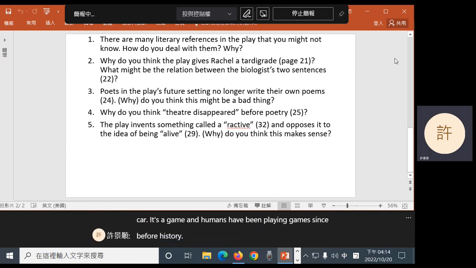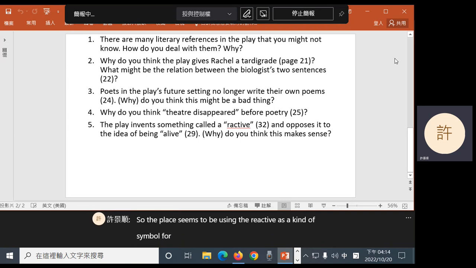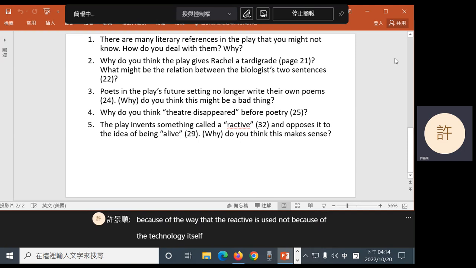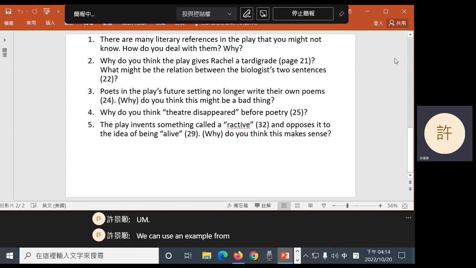So the play seems to be using the reactive as a kind of symbol for not feeling your own real feelings, not having an inner life. But according to Group 4, and I agree, this result is only because of the way that the reactive is used, not because of the technology itself. We can use an example from our lives.